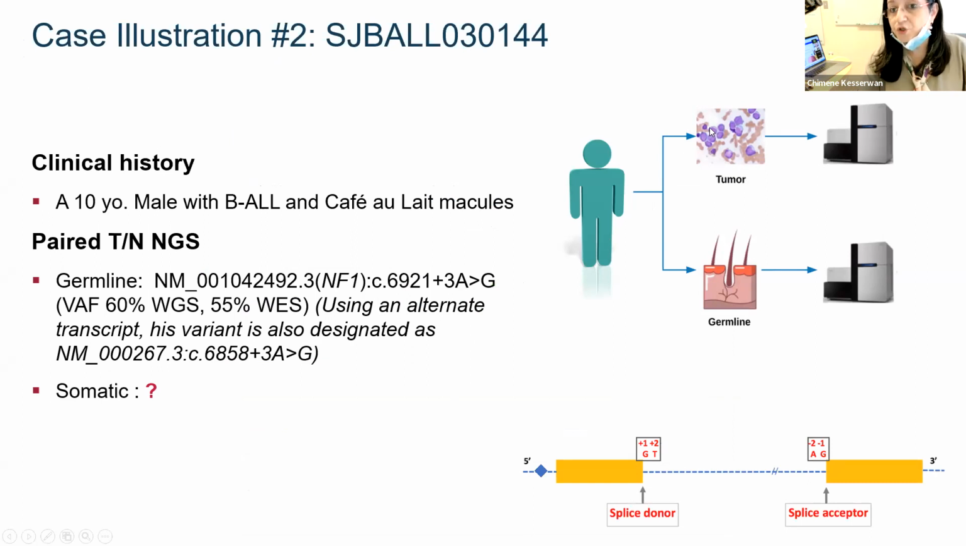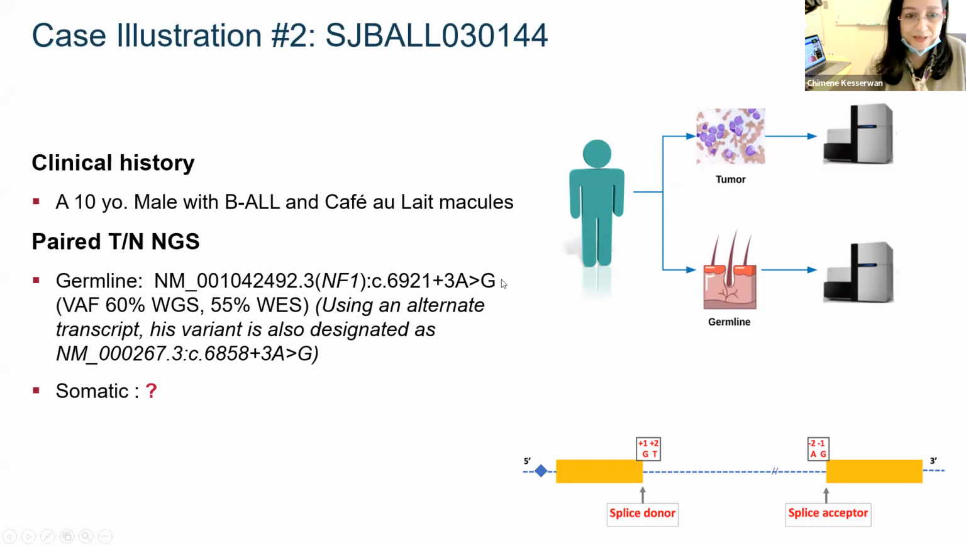Notice here, our tumor is in the bone marrow, but our germline is not the peripheral blood, it's skin fibroblast culture, because we are looking for true germline, right? So the germline revealed an NF1 variant, c.691+3A>G. So this is a splice donor at position +3. It's not a canonical splice site. We know canonical splice sites are +1, +2 for donor, and -1, -2 for acceptor. So it is not, but it's close enough.